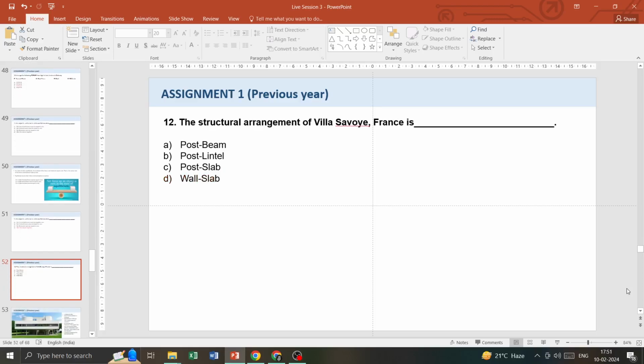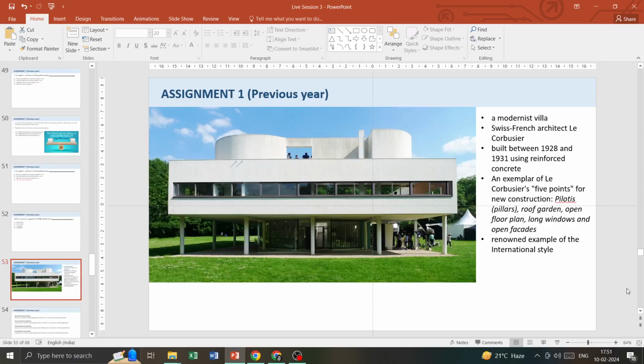Question number 12. The structural arrangement of Villa Savoye, France is post beam, post lintel, post slab, or wall slab. So this is what Villa Savoye looks like. It's a modernist villa designed by Swiss-French architect Le Corbusier. It was built between 1928 and 1931 using RCC.